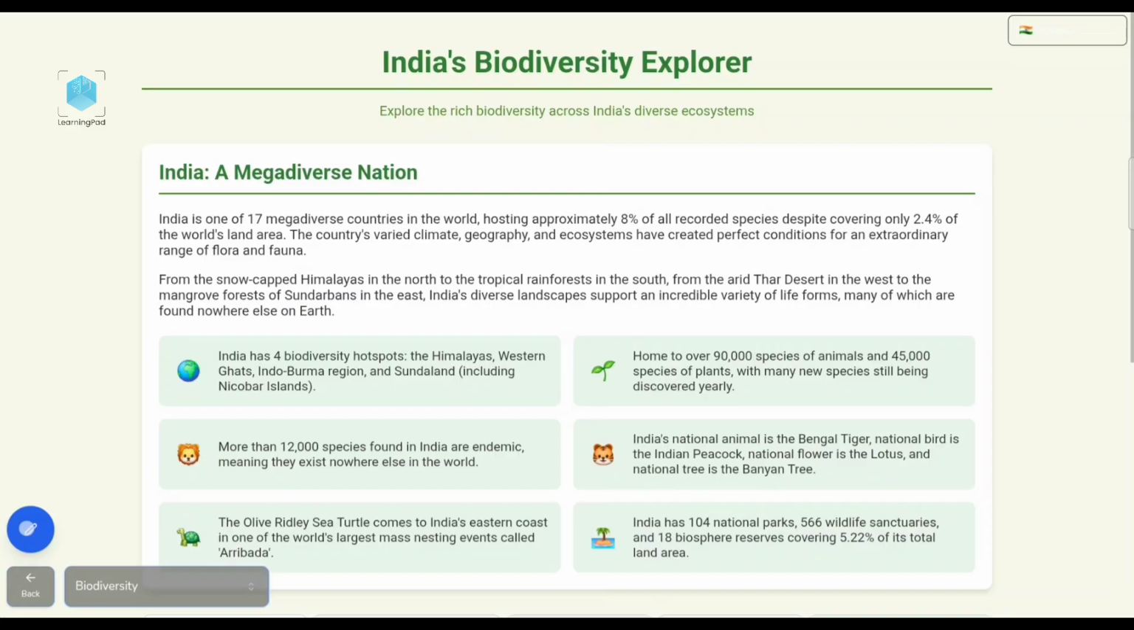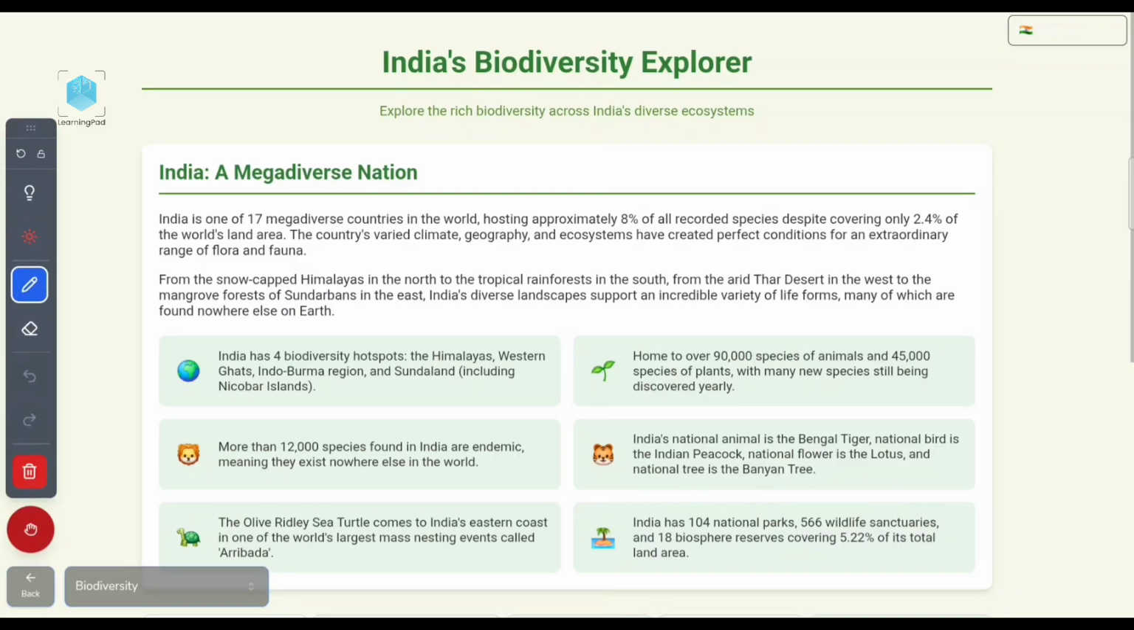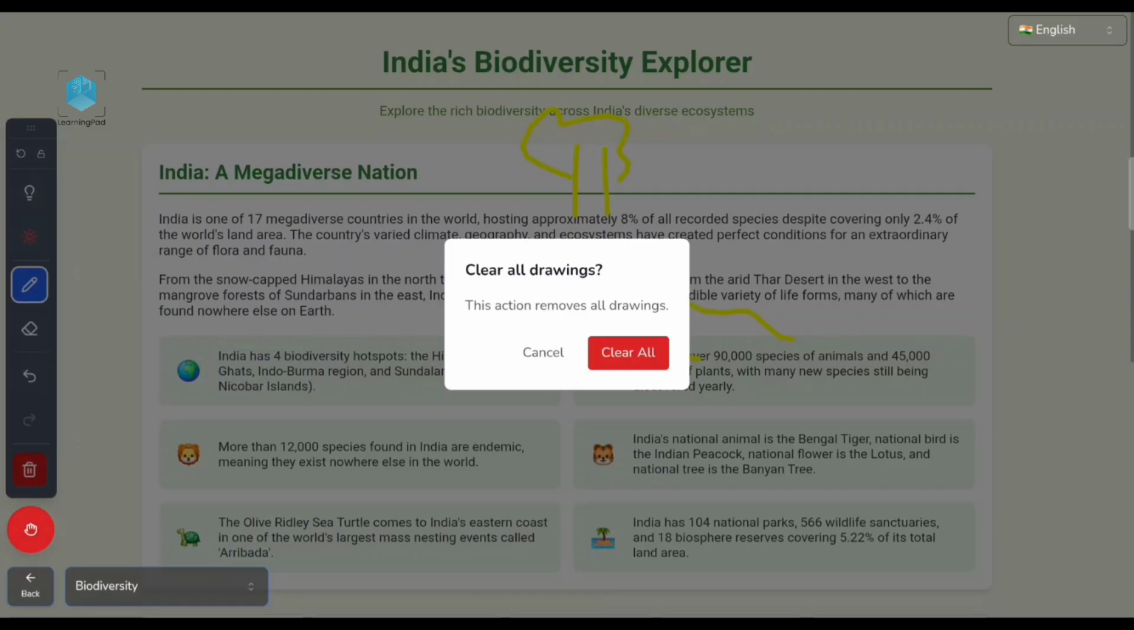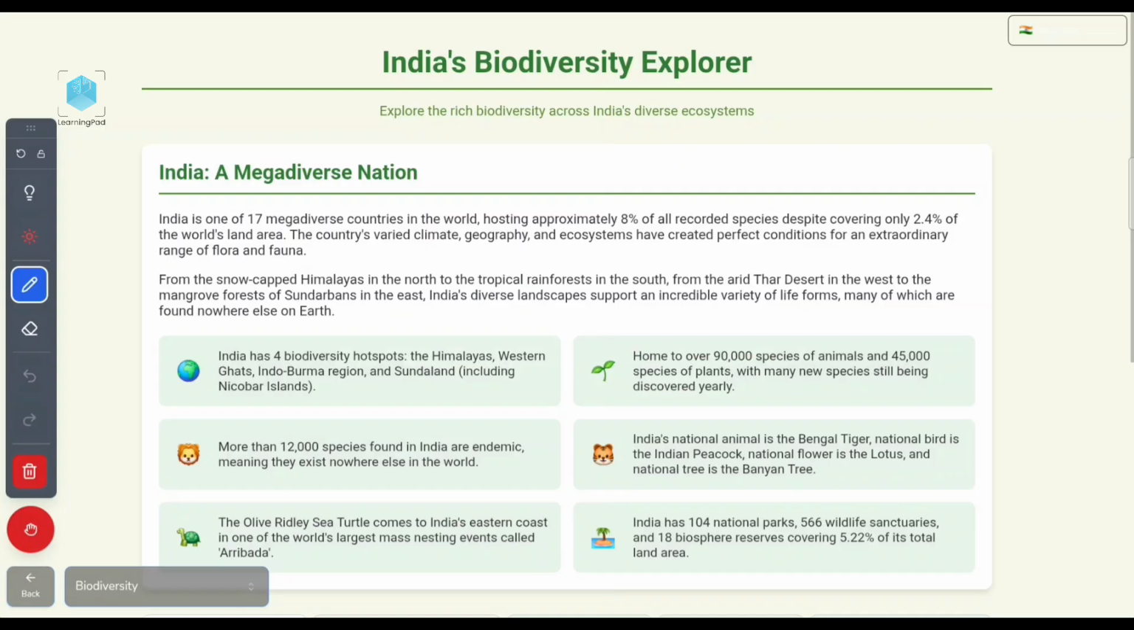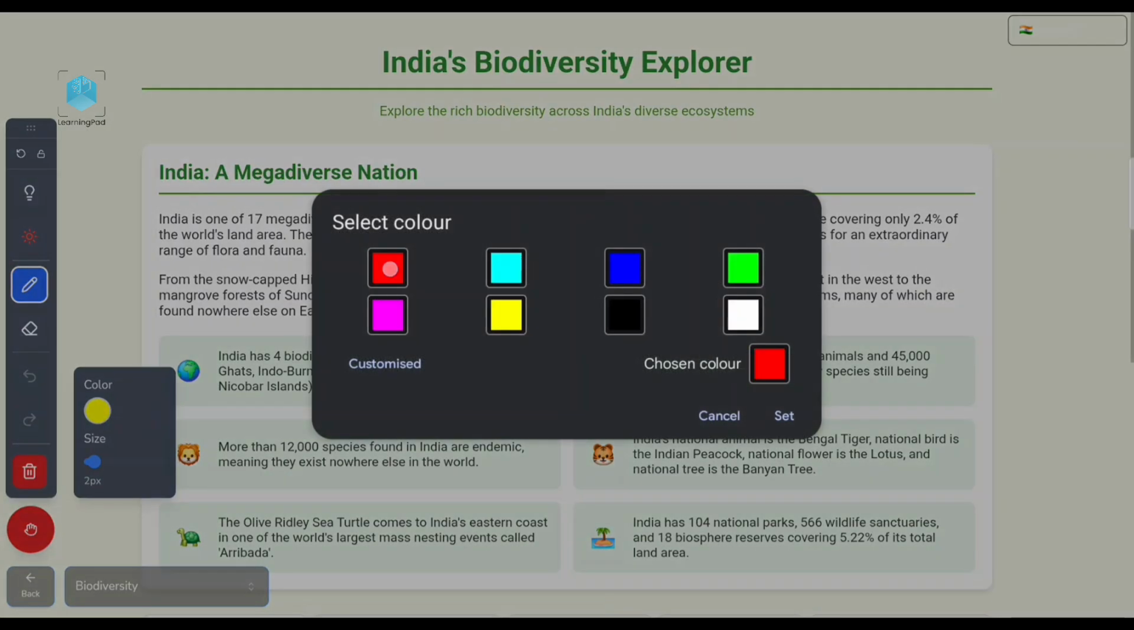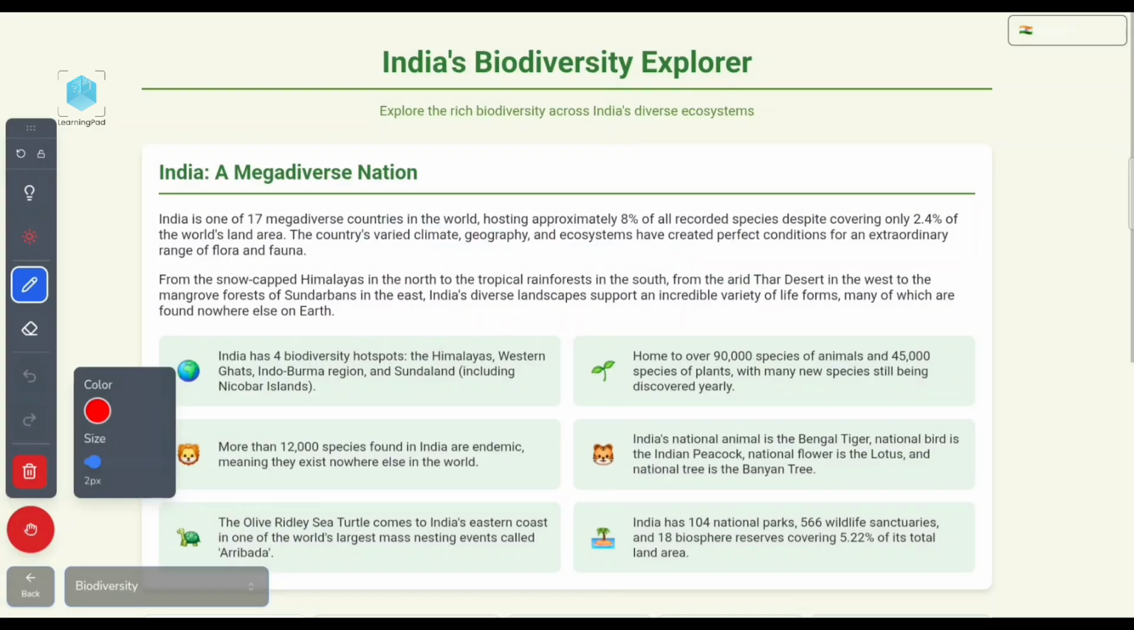As you can see on my screen, India is a mega diverse nation. As I told you at the start of this chapter, India is a land of lush forests, mighty rivers, as well as rich wildlife. Here I'm going to pick one of your favorite colors, red. First point, India has 4 biodiversity spots, and more than 12,000 species are found here.